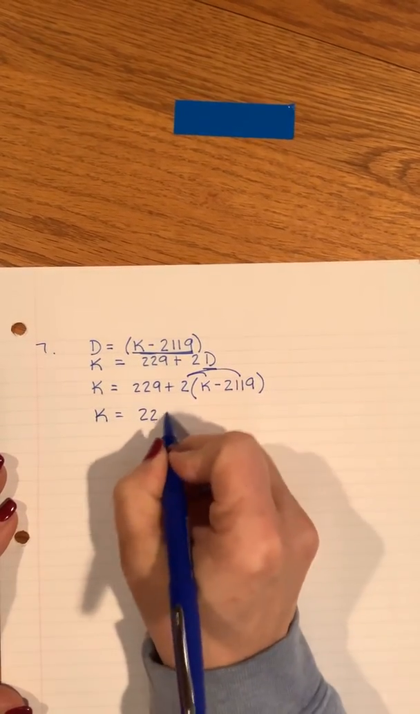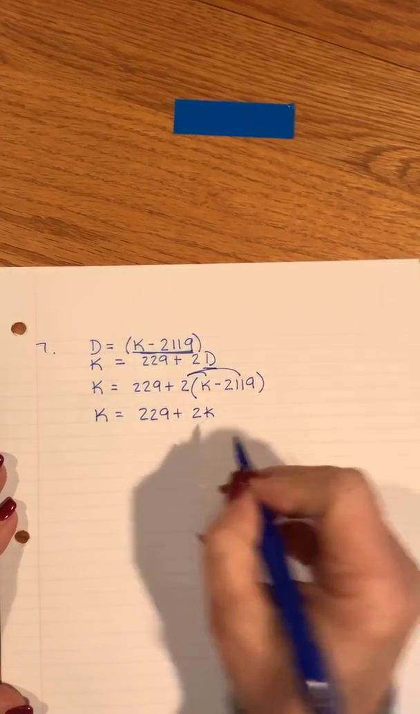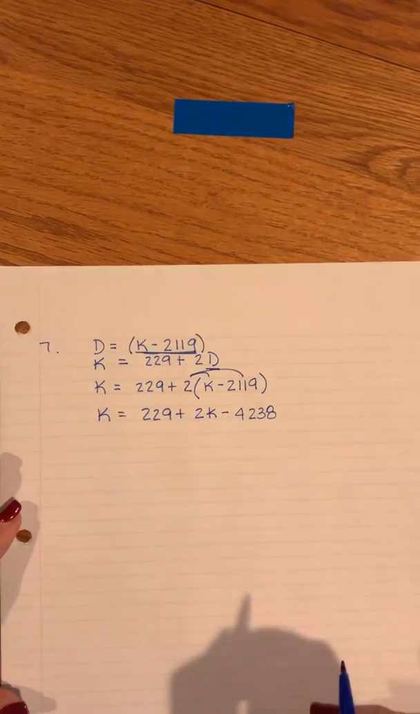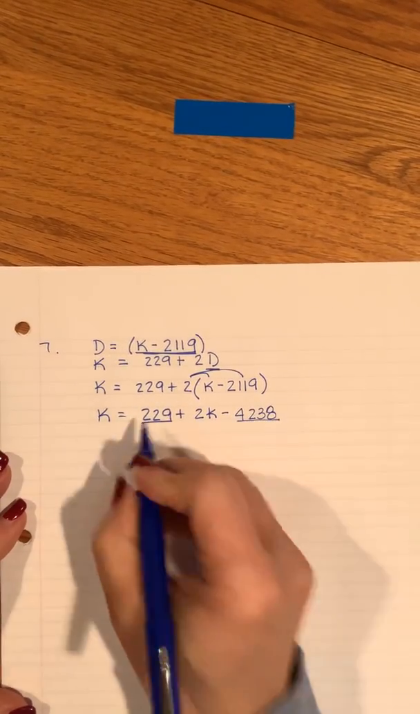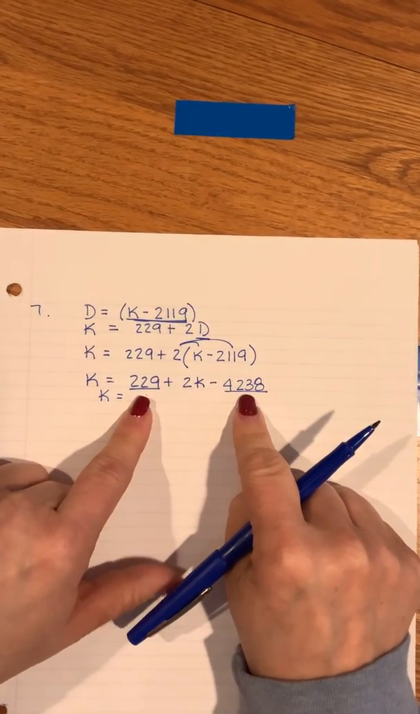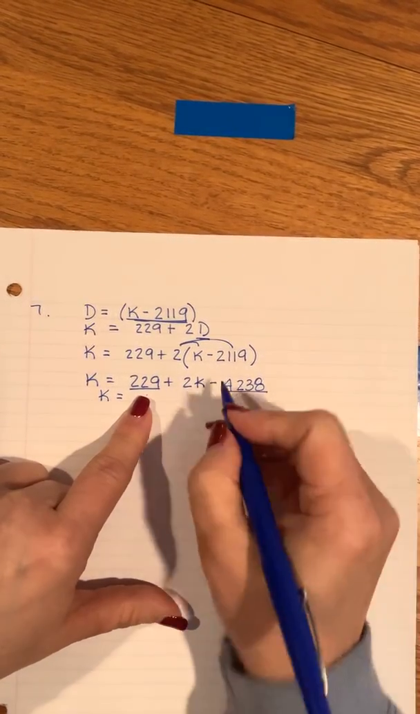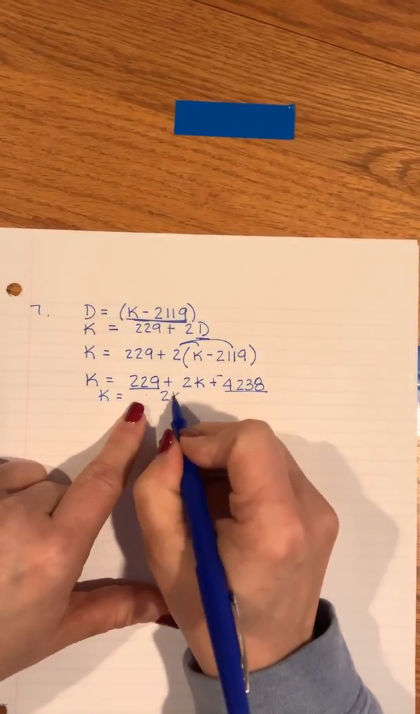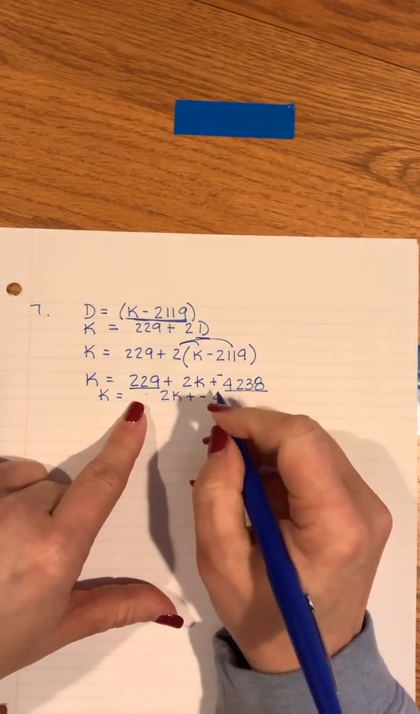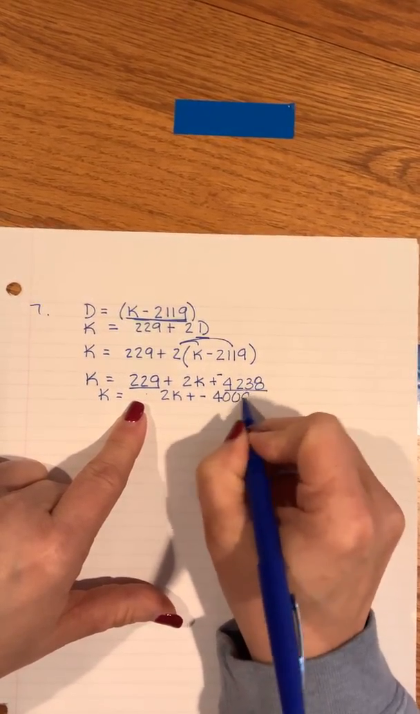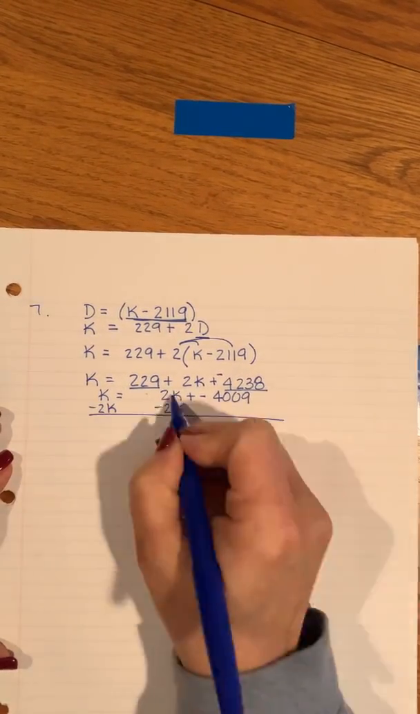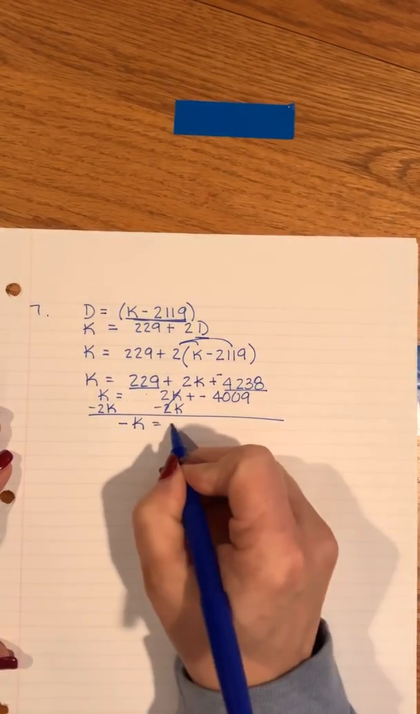K is equal to 229 plus 2K minus 4,238 when you distribute that. I'm going to put these two together. So K is equal to, when I add those two together, I end up with a negative, because this is a plus negative. So I got 2K plus negative 4,009. I'm then going to subtract a 2K. That gives me a negative K is negative 4,009.